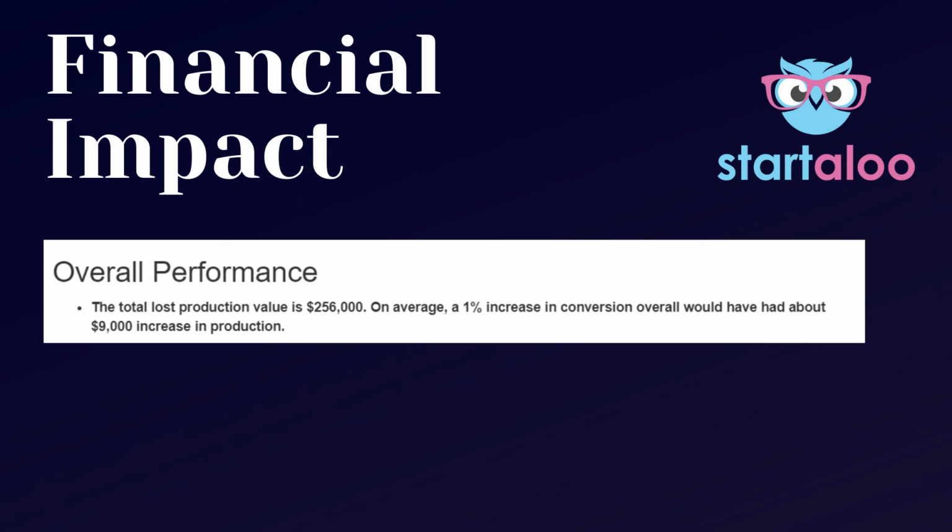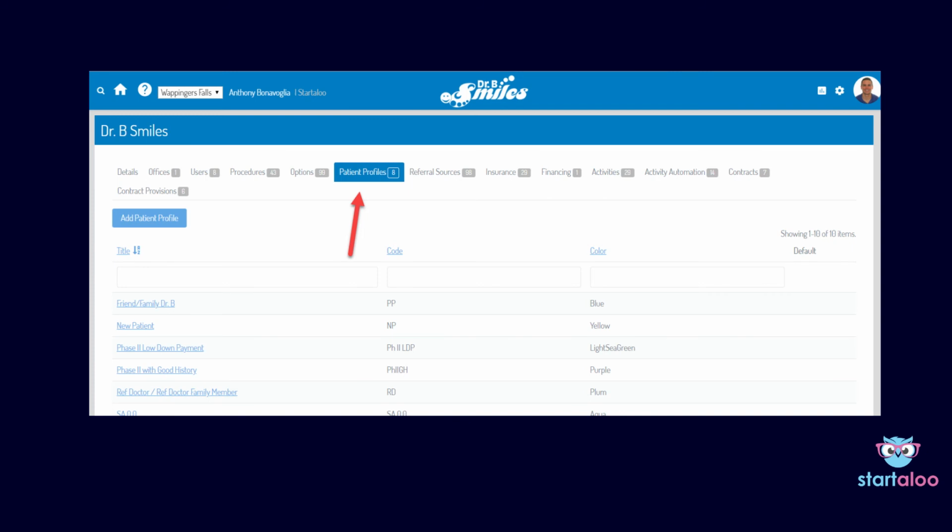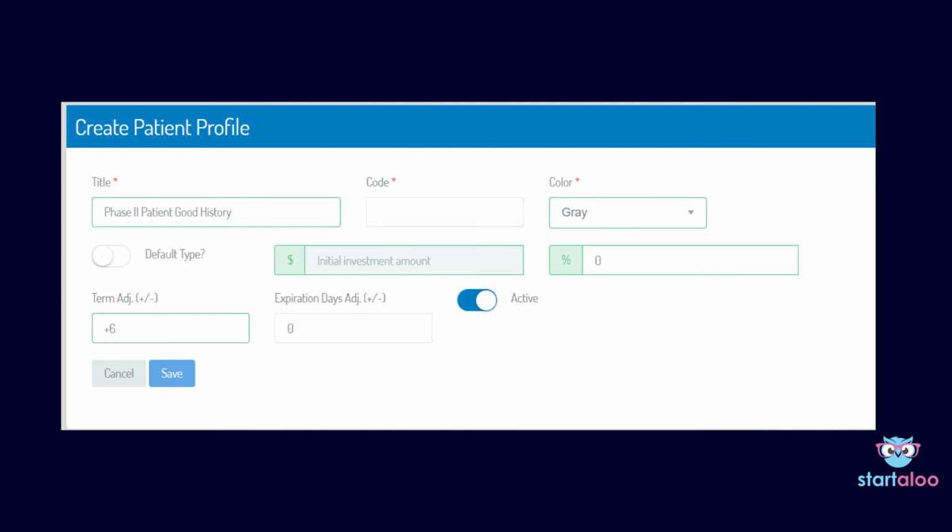Because we want to automate this so that we can track it and it's really easy for the treatment coordinator. We just use the patient profile tab. This is where you create your sets. So you could do this for your A, B, C's, and D's, but in our case, as you can see here, we made a phase 2 with good history. We have a couple other ones too. Not gonna lie, there are some patients that are not great payers, and we have one for them too. But in this case, we made one phase 2 with good history.